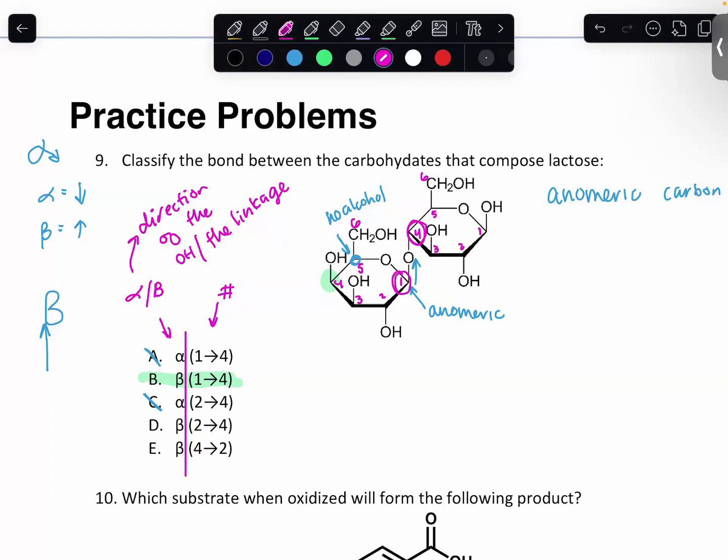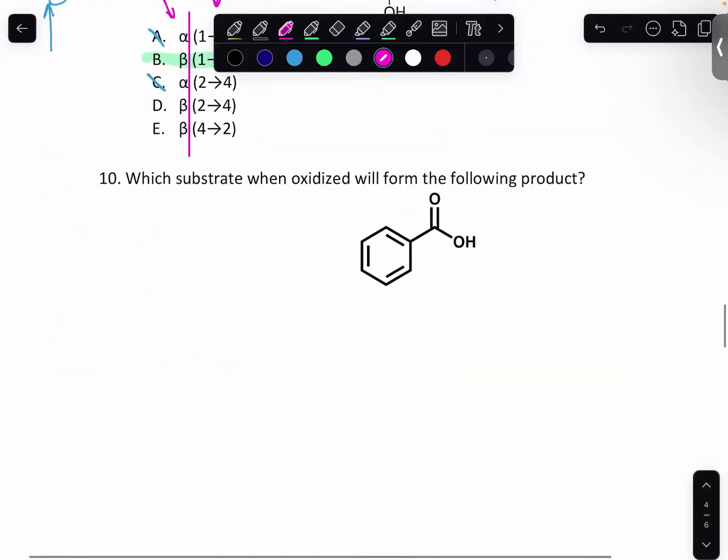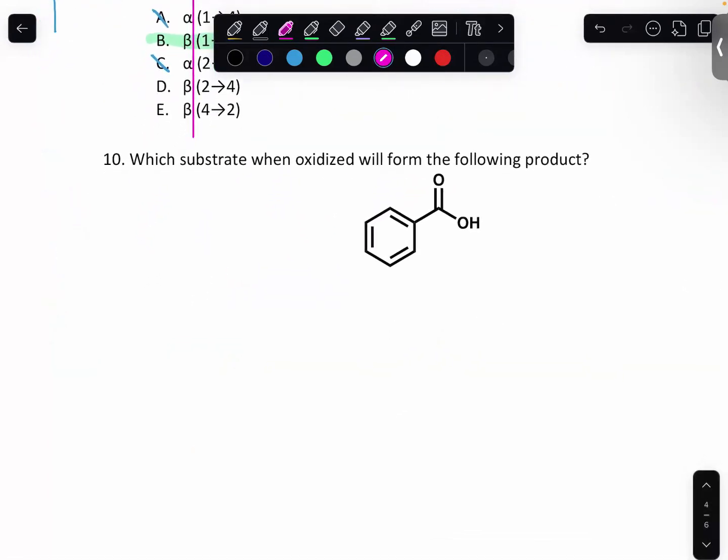Other questions on this one? Okay. Which substrate, when oxidized, will form the following product? What part of the molecule are we interested in for this question? The carboxylic acid.